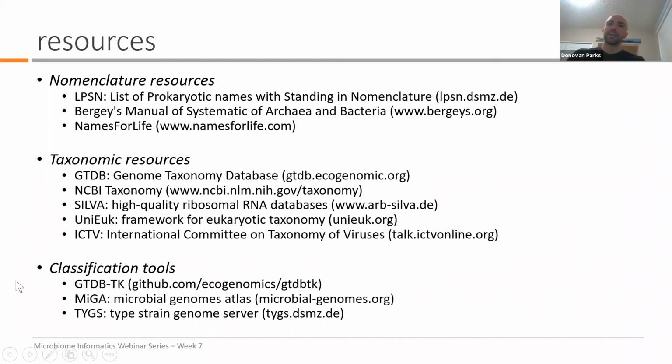Now there also are a number of tools for doing taxonomic classification. These are all tools that are specifically aimed at classifying genomes. And I'll go over these briefly at the end of this talk and contrast the different information that they provide you.